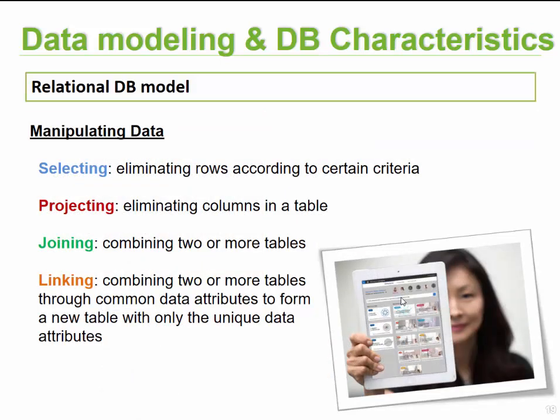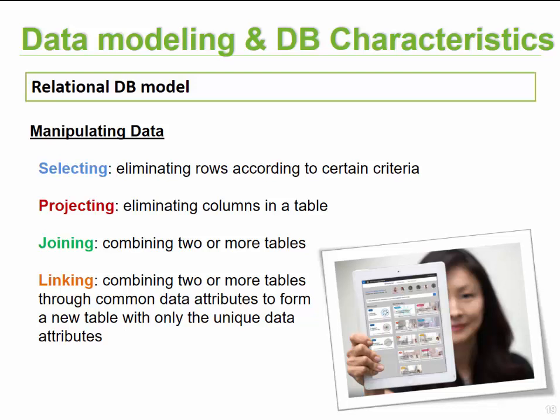Now, when we start to talk about manipulating data, there are 4 concepts that we need to work with. Once your data, your records, have been recorded in your database, there are 4 categories of manipulation that we can actually go and apply. First one, selecting, whereby we're going to eliminate certain rows according to specific criteria. Then we've got projecting, where we eliminate columns in a table. We've got joining, where we combine two or more tables. And we've got linking, where we combine two or more tables by looking at common data attributes.